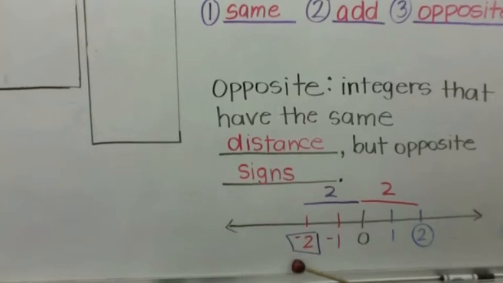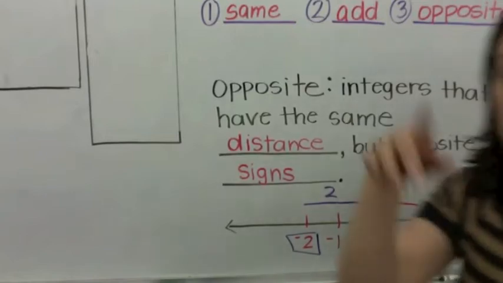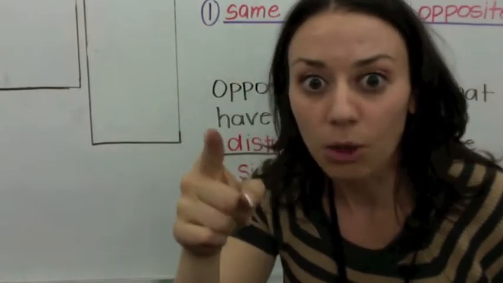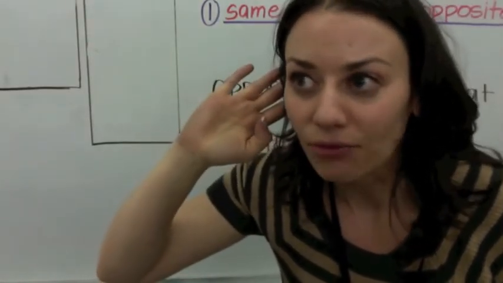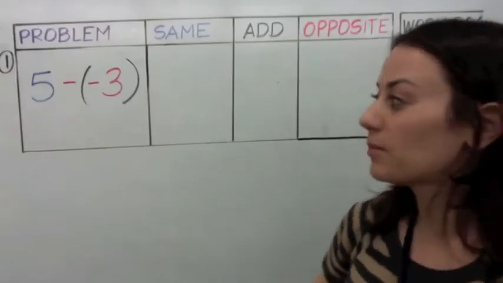So if I ask you, what is the opposite of negative 2? What will you tell me? Positive 2. What is the opposite of positive 2? Negative 2. Again, they have the same distance from zero on the number line. The only thing that's different is the sign. Good job.